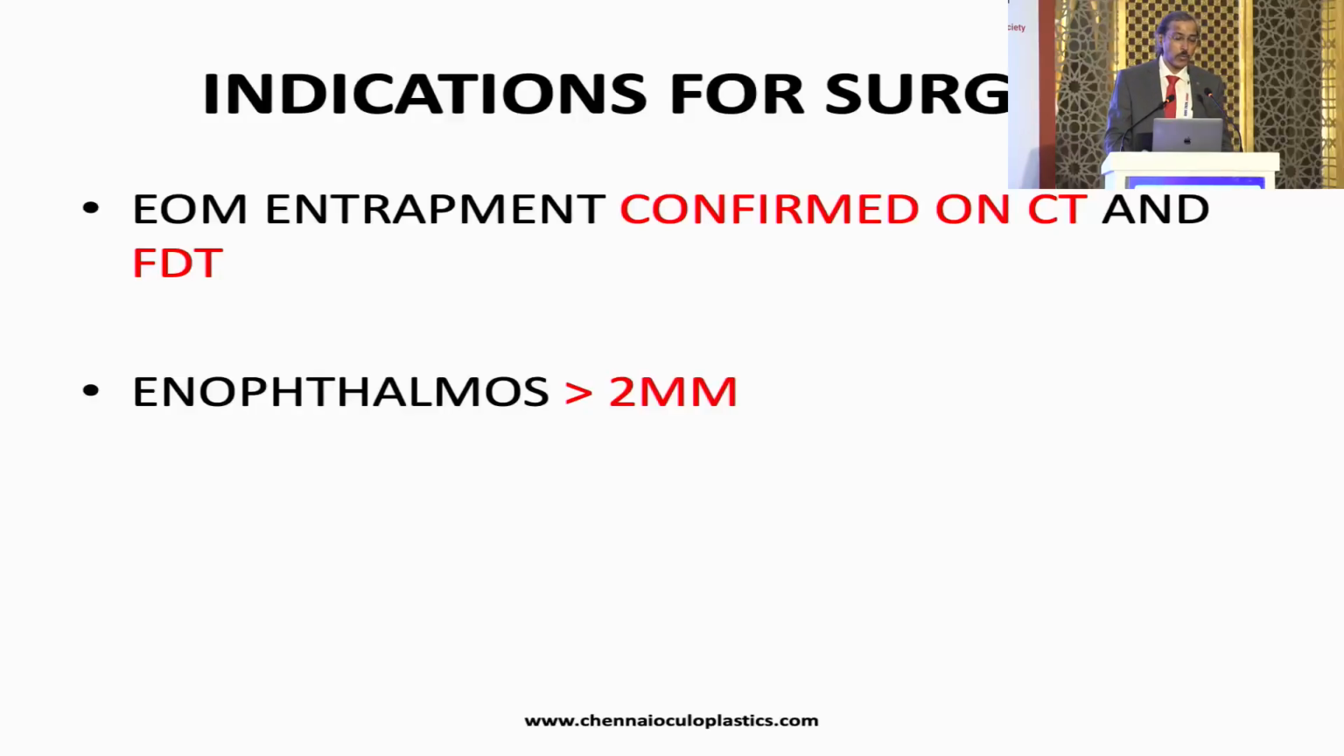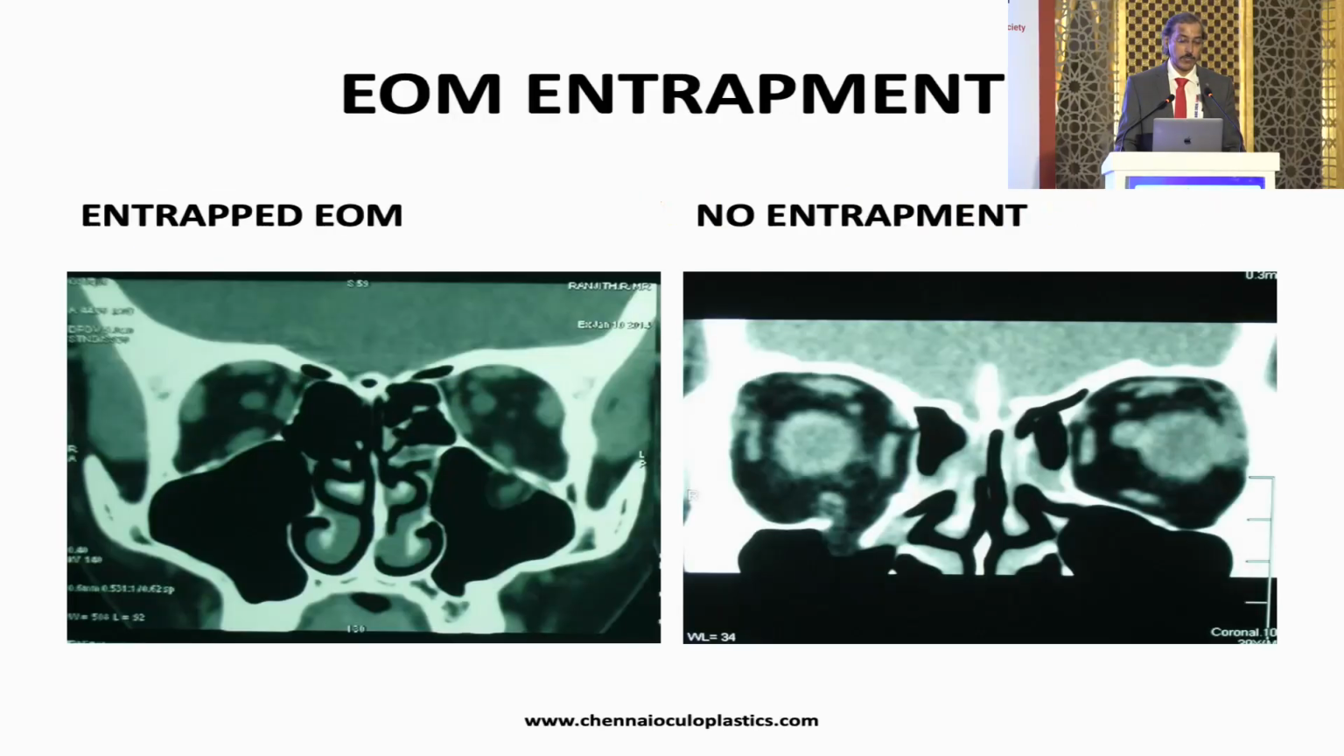Mainly, when will you operate on these patients? When will you operate on a patient with an orbital fracture? The two common indications are an entrapped extraocular muscle, which you confirm on a CT scan and on a force duction test, or significant enophthalmos greater than 2 millimeters. So these are the two common indications when we operate on patients with orbital fractures.